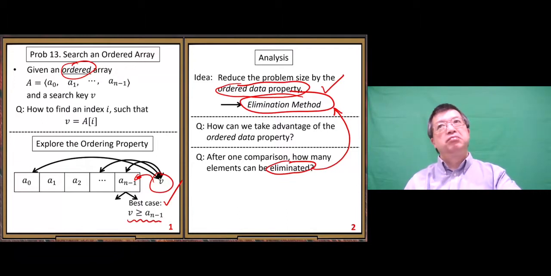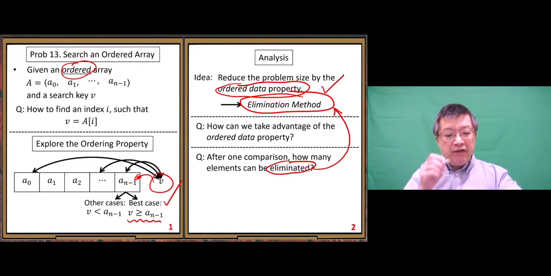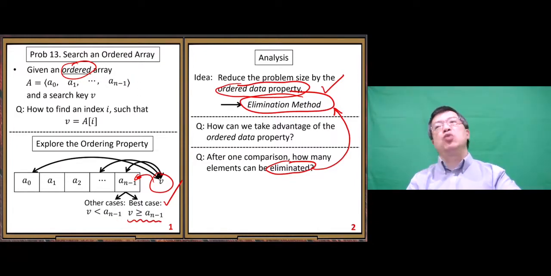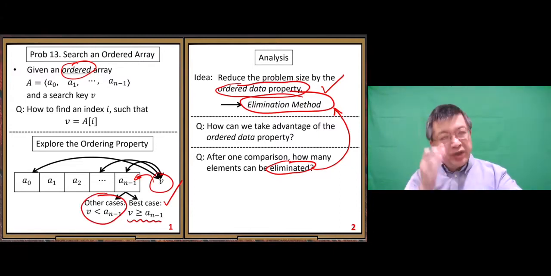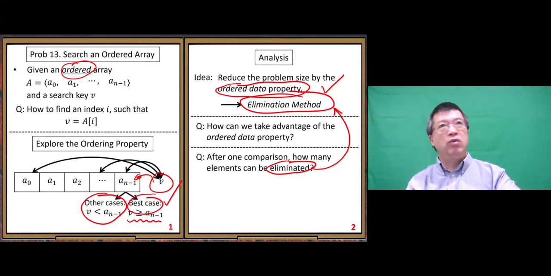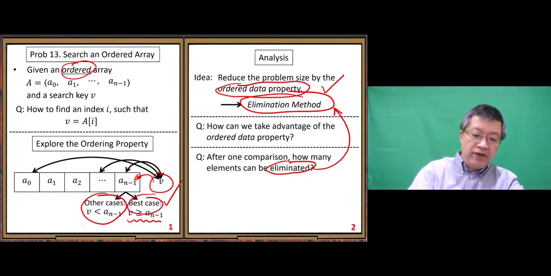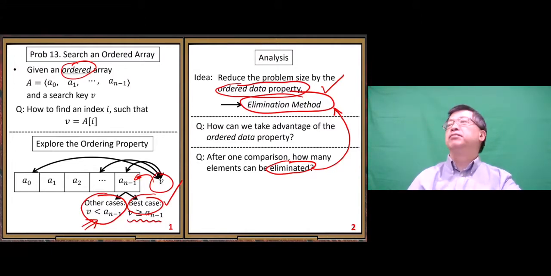But most of the time you cannot expect that best case. Most of the time we need to consider other cases, when V is less than A sub n minus 1, because this situation happens more frequently than the lucky case, best case. The probability will be much higher for this unlucky case, much higher than the lucky case.